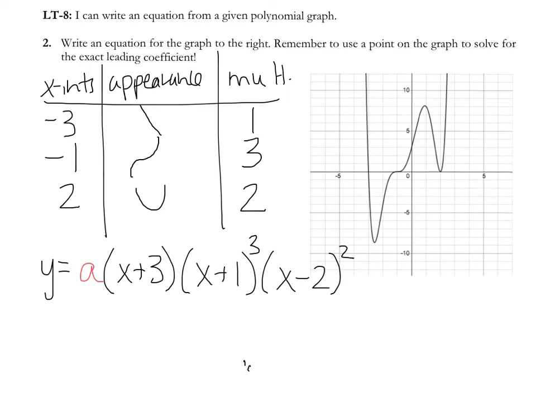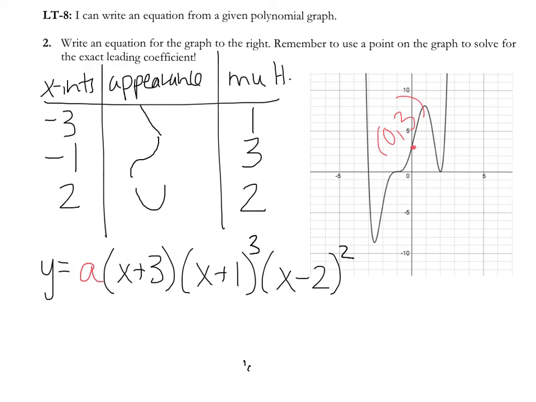Now to solve for our leading coefficient, we need to find some other nice point on the graph. So looking at this graph, it looks like our y-intercept is at 3. So the point 0, 3 seems to be on the graph. So let's use that point.